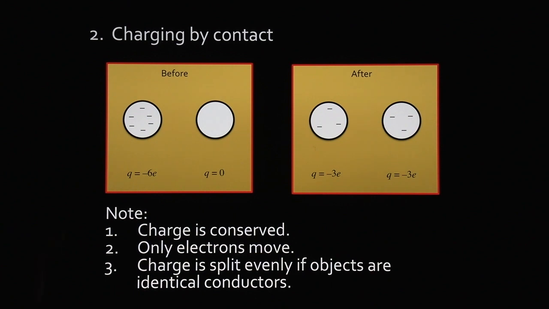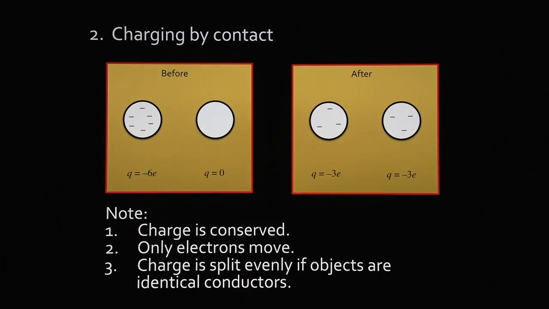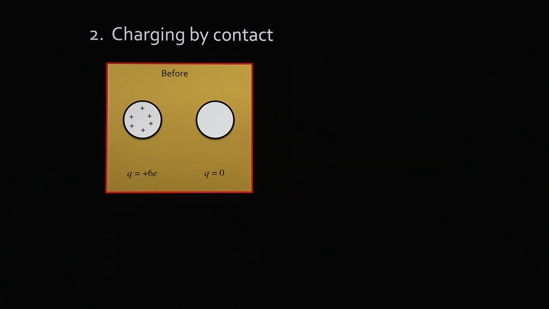The notes, again, are that charge is conserved, only electrons moved, and charge is evenly split if the conductors are identical. If one was bigger than the other, we wouldn't have it as simple. But charge is conserved. We have negative 6 before and negative 6 when we add those two together after. Again, you're not copying this. I'll tell you what to copy.